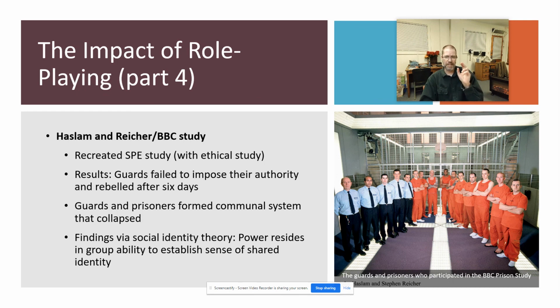In this particular case, the guards failed to impose their authority and rebelled after 6 days. Wow, that's 180 degrees from what happened with Zimbardo. In other words, the guards said, no, we're not going to do it, whether it's social conditioning or whatever the expectations of the behavior of those guards. Guards and prisoners formed a communal system that basically collapsed the findings through social identity theory.